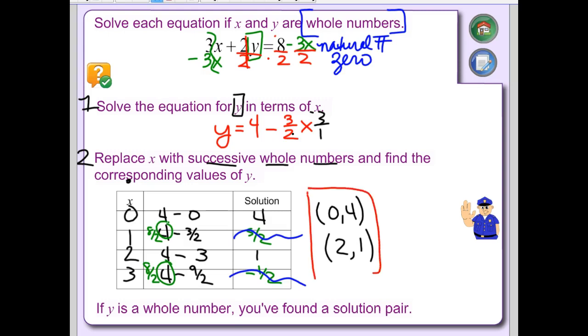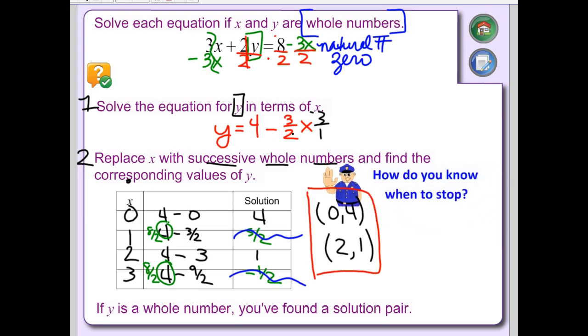Now, here's always the big question. How do you know when to stop your input-output chart? Well, you're going to keep going with numbers in your input-output chart. Number 1, whether you could get y equals 0. Okay, you can stop there, or when you start getting negative numbers. If we start getting negative numbers, we stop. And remember, we always reject fractions. Okay, fractions and negative numbers, because they are not whole numbers. So that's the idea. So let's try another one together.